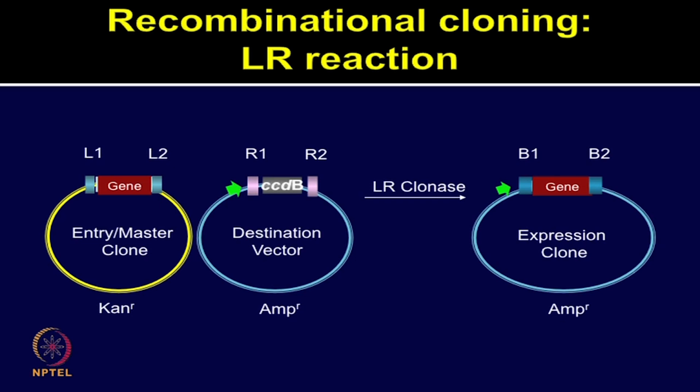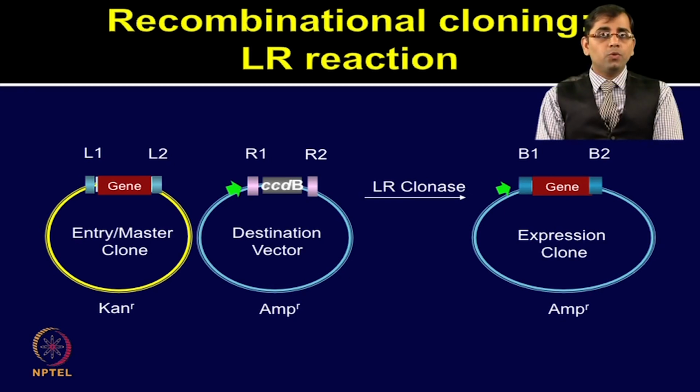As you can see in this slide, you have an entry clone and master clone which was selected on kanamycin plate, and now you want to transfer that in a destination vector which contains another antibiotic gene, which is ampicillin resistant gene. This destination vector contains R sites R1 and R2. The gene of interest can move from entry or master clone to the destination vector.